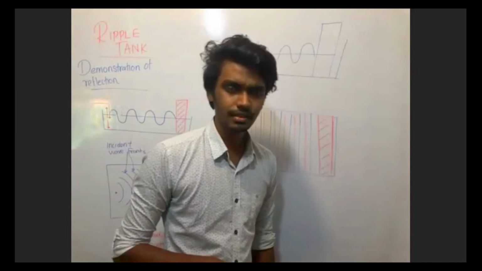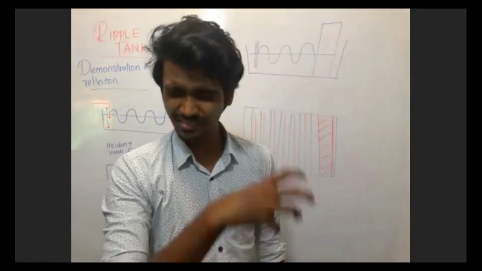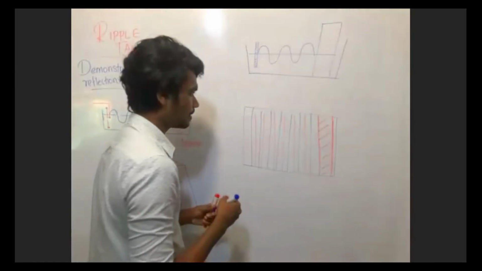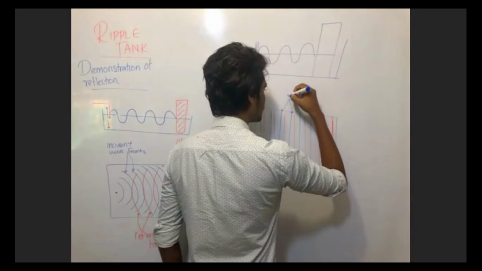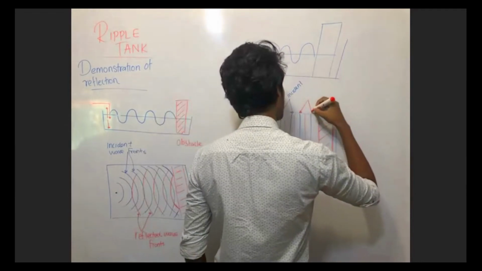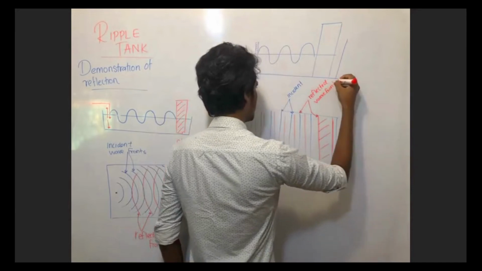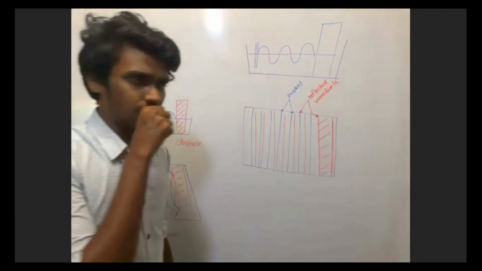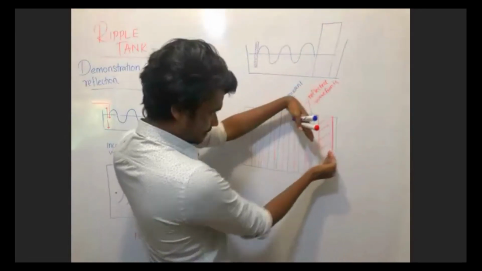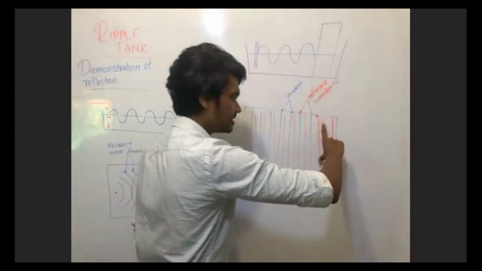So to avoid this, and to distinctly observe these incident rays and the reflected rays, to distinctly observe these incident wavefronts and the reflected wavefronts, what you do is simply, this is the top view, you just incline this. You just incline the obstacle.